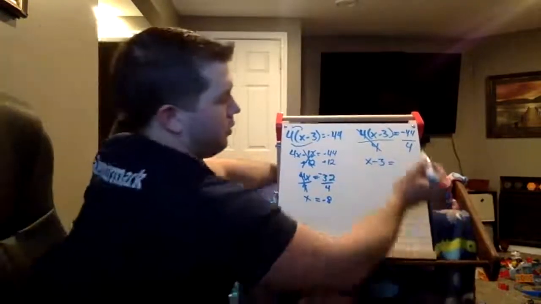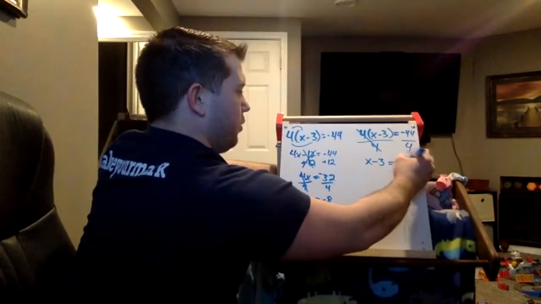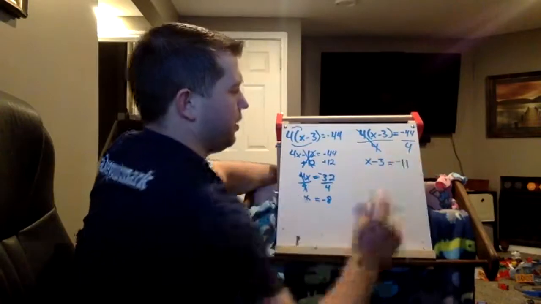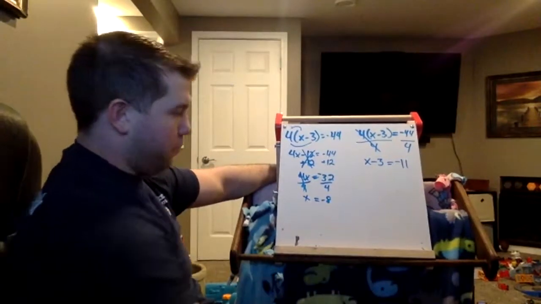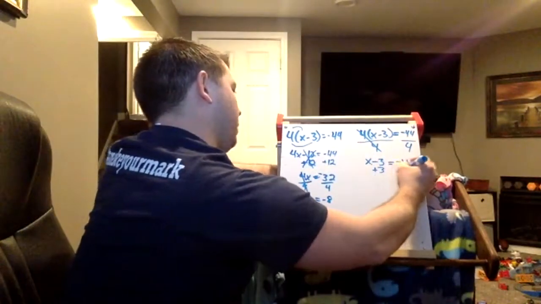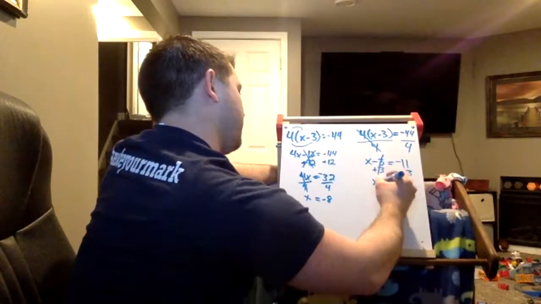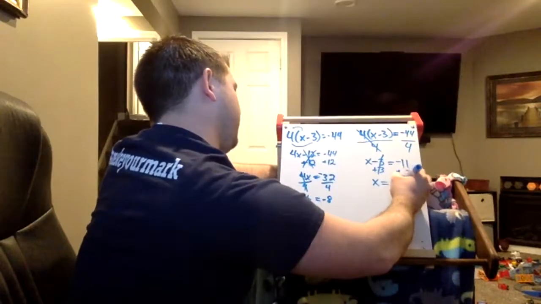Then it's just a matter of negative 44 divided by 4, which is negative 11, because negative divided by positive is negative. Now that's a little bit more manageable in my opinion. So now all I have to do is add 3 to both sides, because the negative 3 and the positive 3 cancel. So now we have x, and negative 11 plus 3 gives us negative 8.